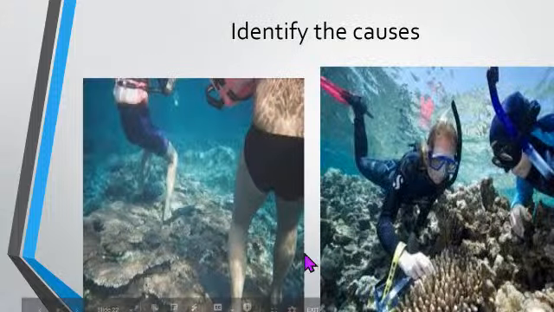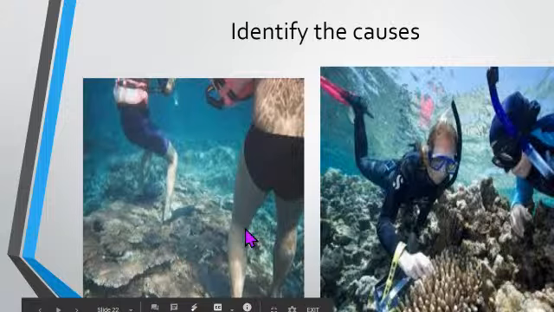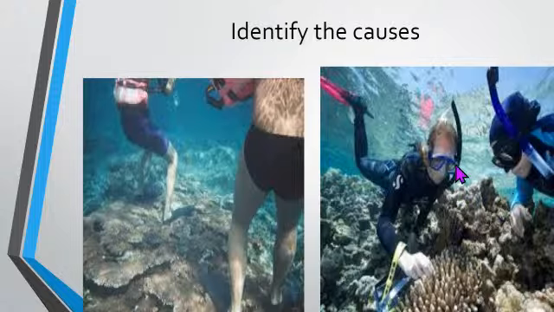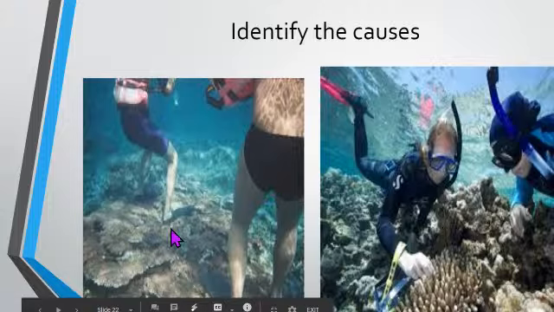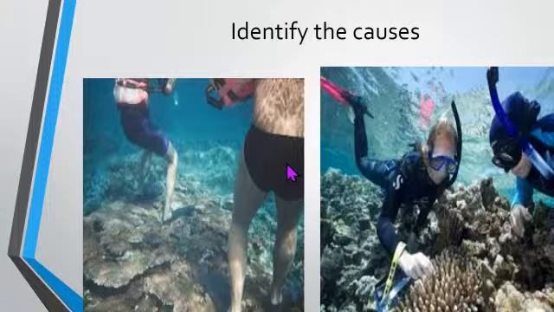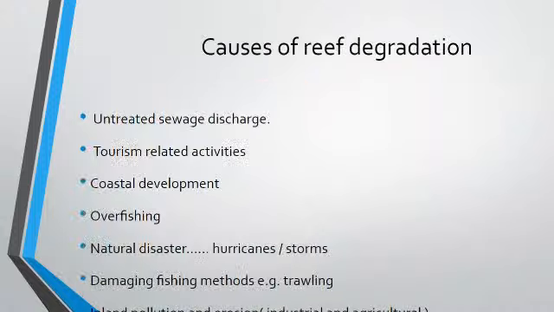Other causes here, we see people stepping on things. It seems as if they're snorkeling here as well. They're snorkeling here and they are breaking off with their hand here. But in this picture, they are actually stepping on it. So again, it's just human beings being ourselves and doing really bad things that harm the environment.